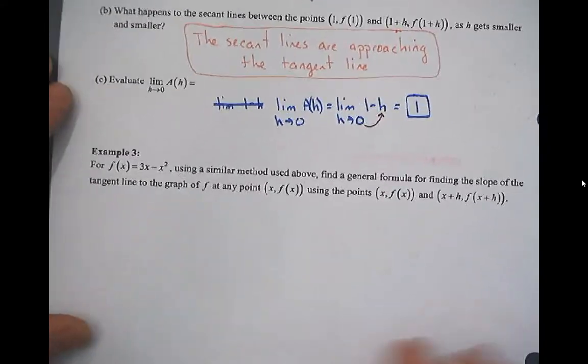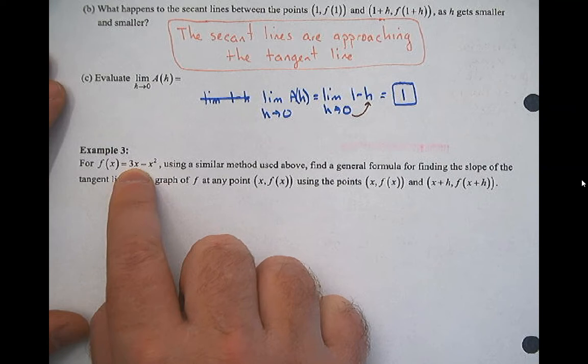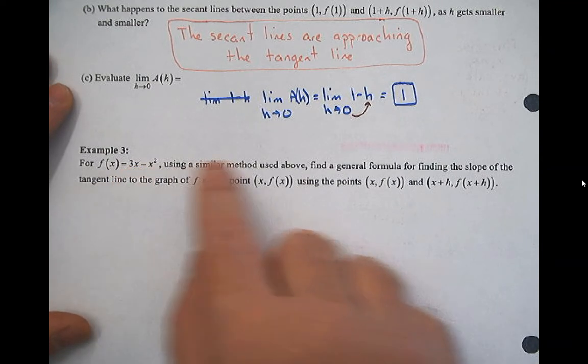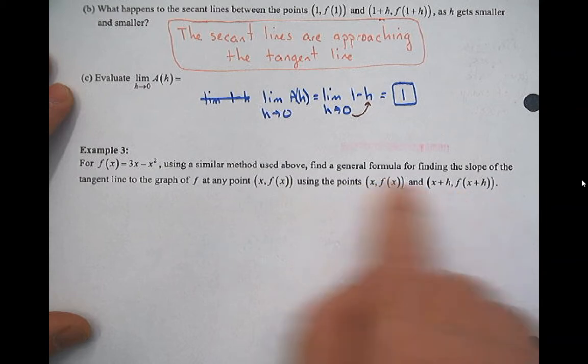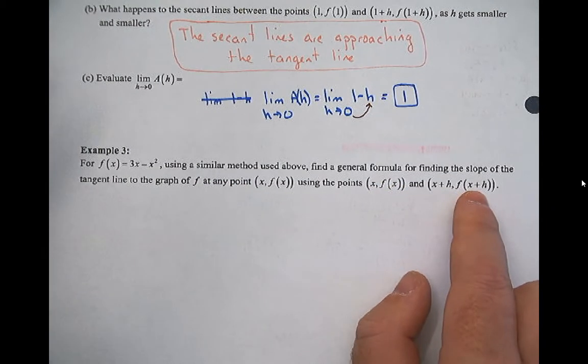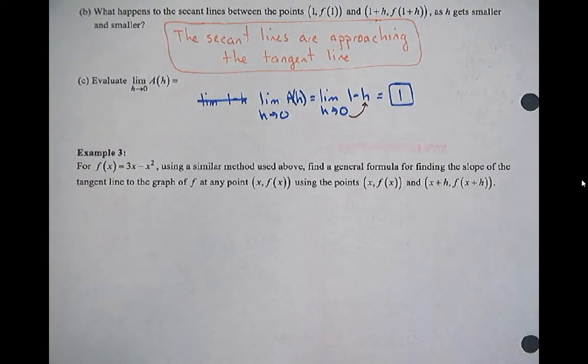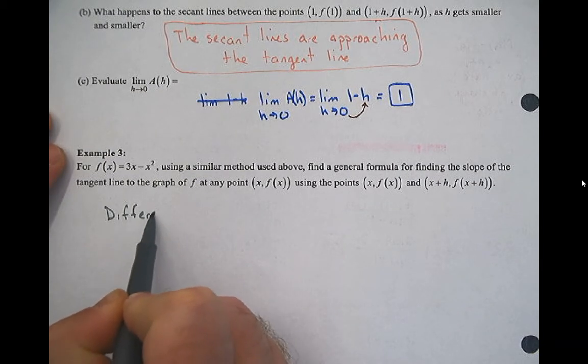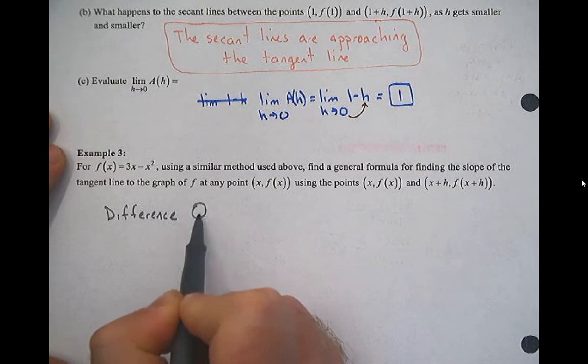And so this was a specific example for the function 3x subtract x squared. We want to do this now for a general function f that we don't know what the actual equation is, and we get this thing called the derivative by definition. So there's two things that I want to talk about. The first thing I want to talk about is called the difference quotient.